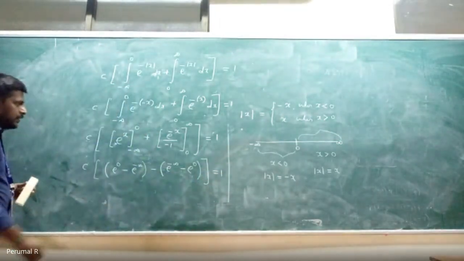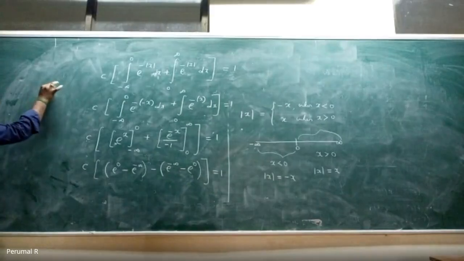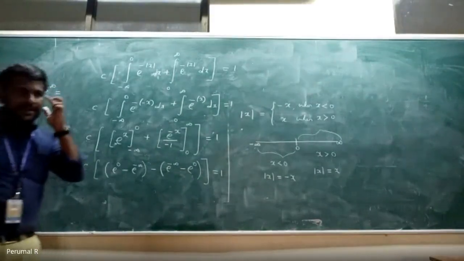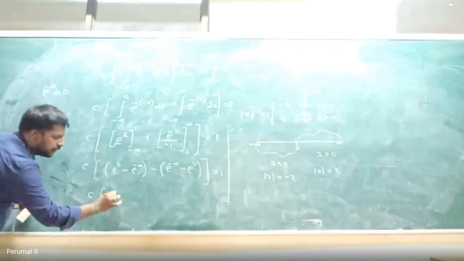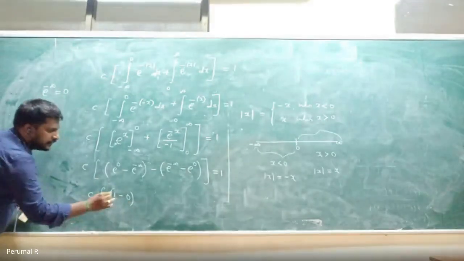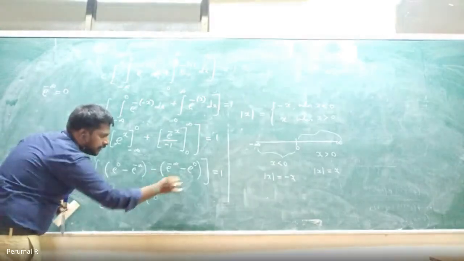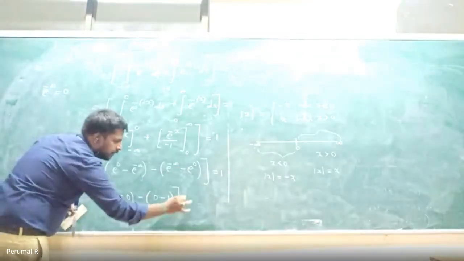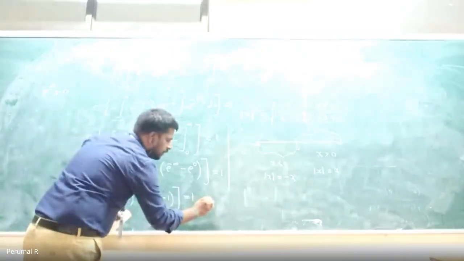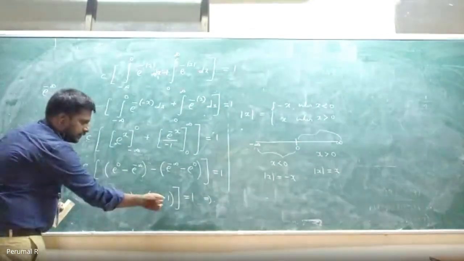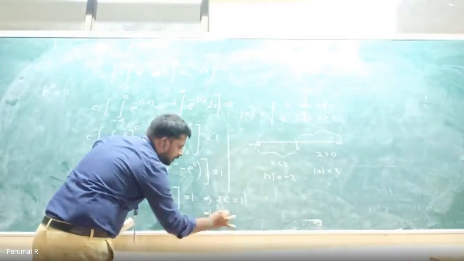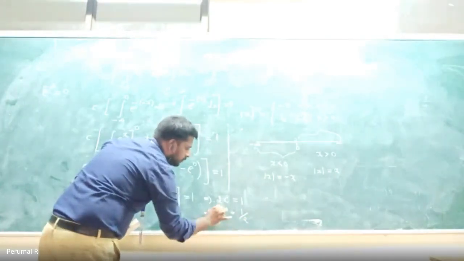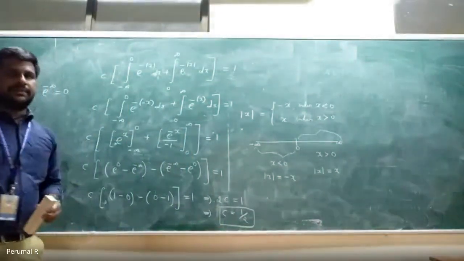Now what is the value of e power minus infinity? That becomes 0. So you can substitute: e power 0 value is 1, minus 0 here. So this is 0, and e power 0 value is 1, we are getting 1. Now we can simplify that: 1 plus 1, so 2 into c. So 2c equal to 1, which implies c equal to 1 by 2. So this is your value.